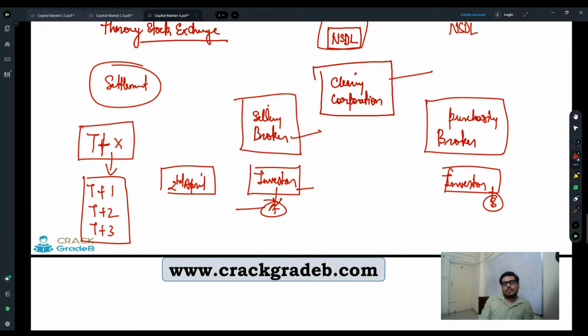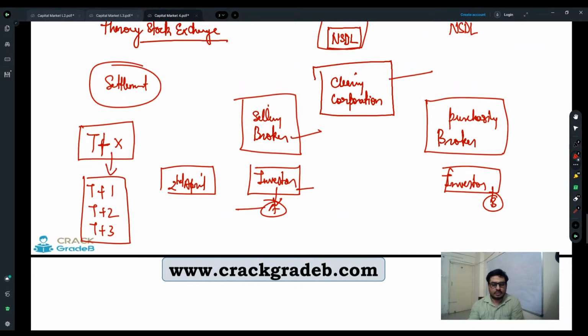It will be implemented soon, or it is implemented and it is gradually going to replace T plus 2. India has already implemented T plus 1, right? But in a limited capacity. However, gradually India is going to shift to T plus 1 settlement.